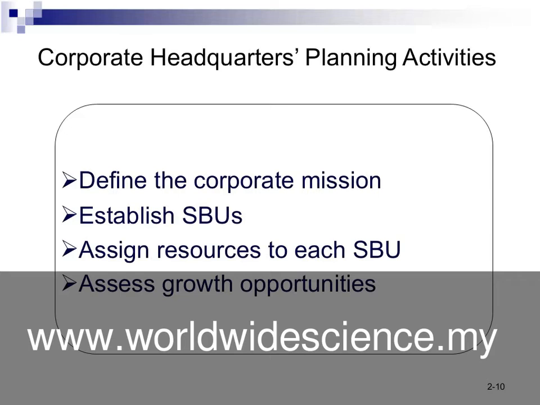So first, they define the corporate mission. We talked about mission a lot in a business strategy class. The mission is what you're doing to get your vision done, what you are, and what basically your company does. And then establish a strategic business unit. So strategic business units are those small or large units that you use in order to get the things done.